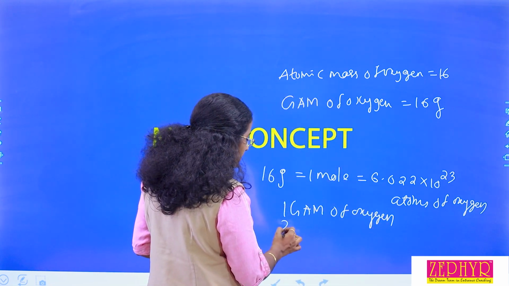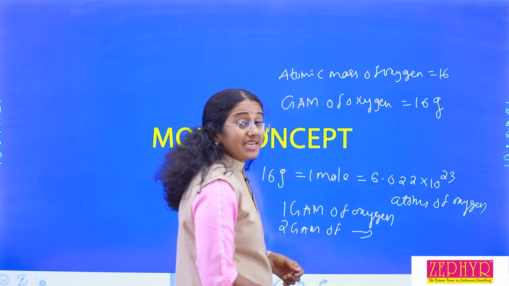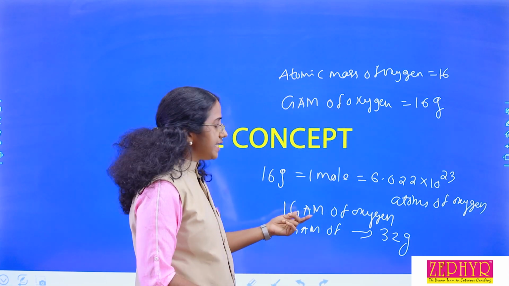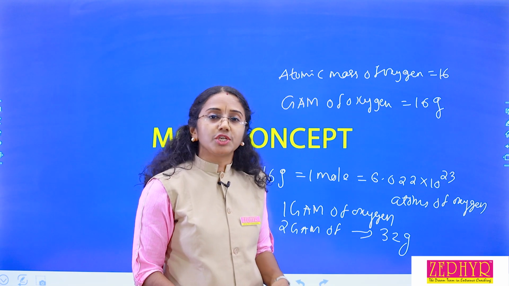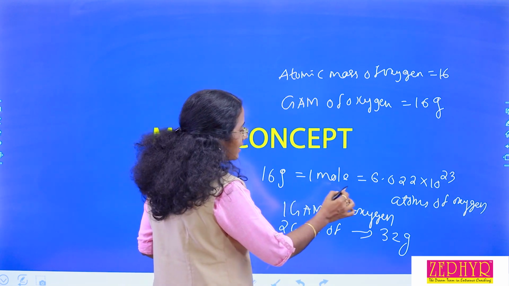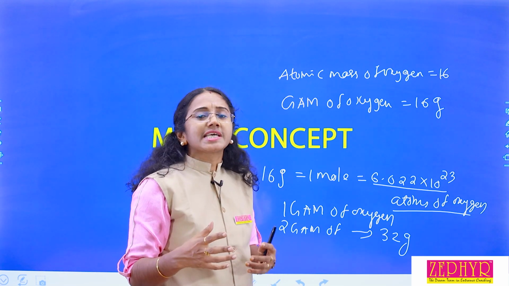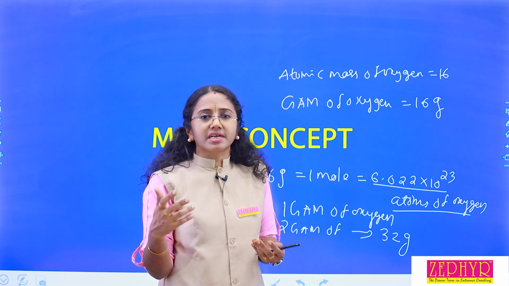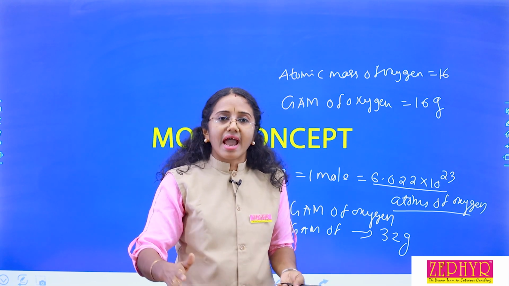Then what is 2 GAM of oxygen? The mass is double, so 32 gram. 1 GAM of oxygen is 16 gram, and 2 GAM of oxygen is 32 gram. 1 mole of any substance contains 6.022 × 10^23 particles, either atoms or molecules or ions.